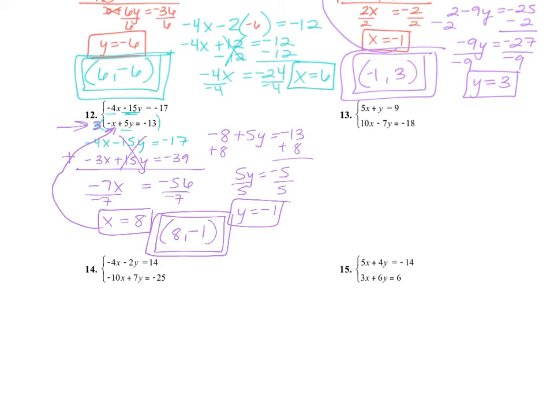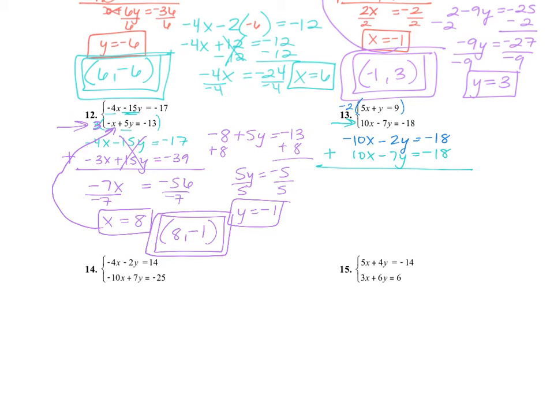Number 13, we don't have opposites here either, but I would probably multiply my top equation by negative 2. So negative 2 times 5x is negative 10x minus 2y equals negative 18. Okay, and then I'm just going to rewrite my second equation. 10x minus 7y equals negative 18. You don't have to do that part. I'm just anal about that. I like it to look really neat, so I want them lined up perfectly.